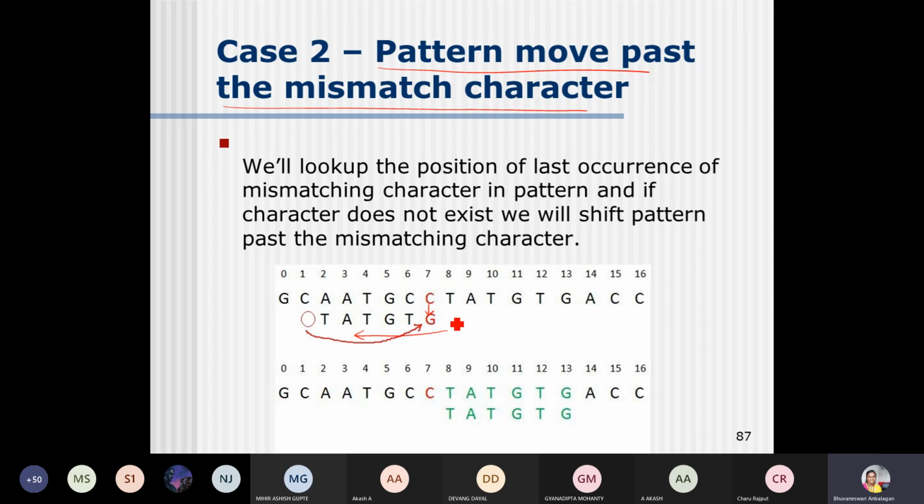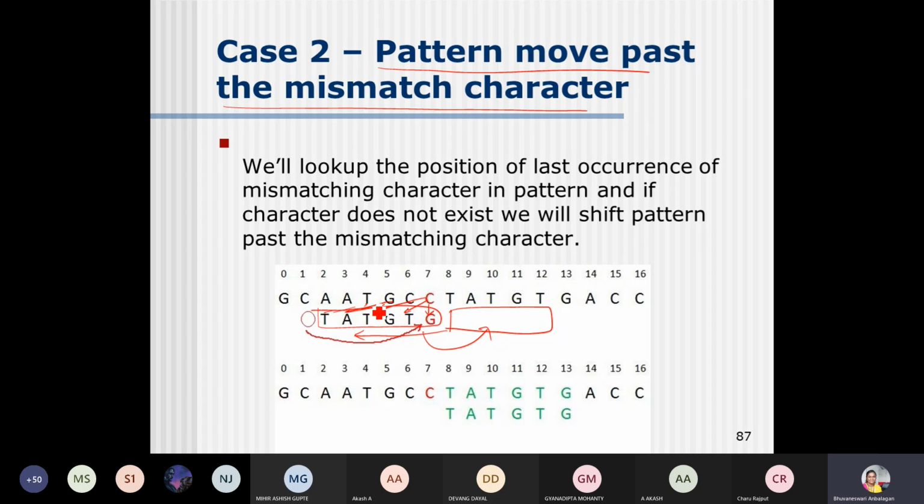If you look into this, what you will do is shift this entire pattern to this place. This is the concept of mismatched character. Is there any C here? No, there is no C here.